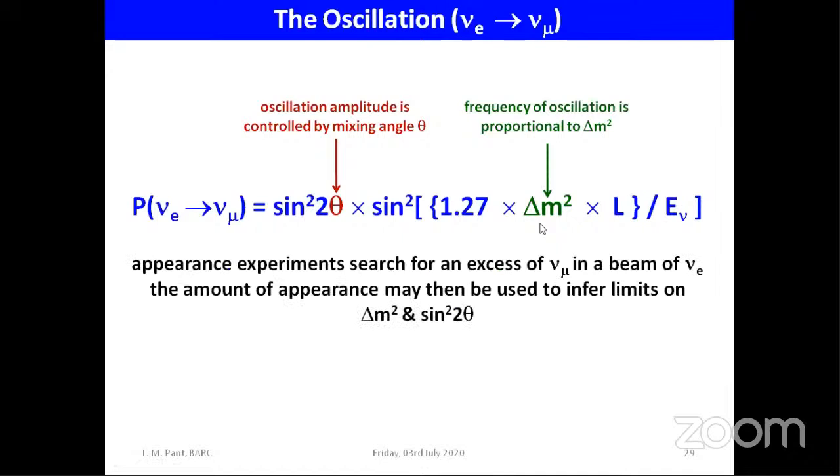Experiments search for an excess of the muon type of neutrino in a beam of electron type of neutrinos, and the amount of appearance may then be used to infer limits on delta M square and sine square 2 theta.